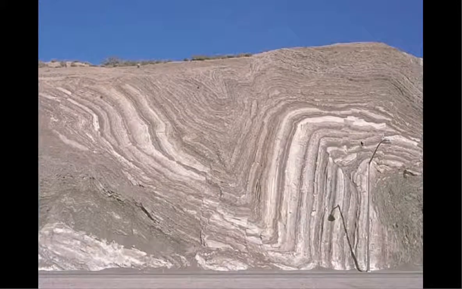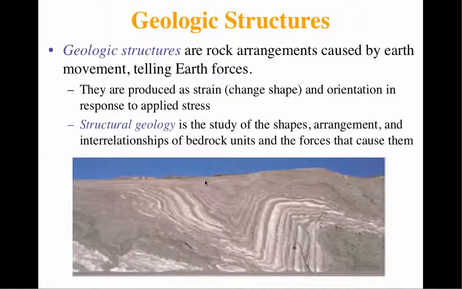And this is just crazy. We have here some folding going on. Here's what we call an anticline, a syncline, and then it just broke here. Weird. Okay, geologic structures are rock arrangements caused by earth movement. They relate to earth forces. They're produced by strain. Now, a strain is anything that'll change a shape.